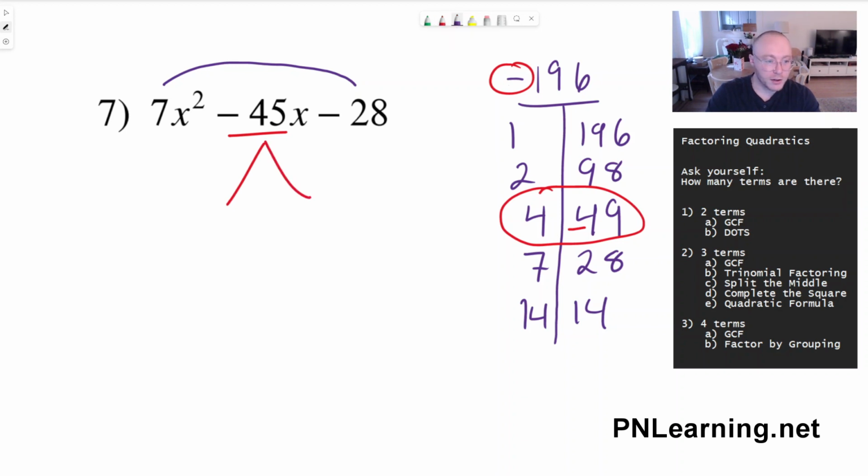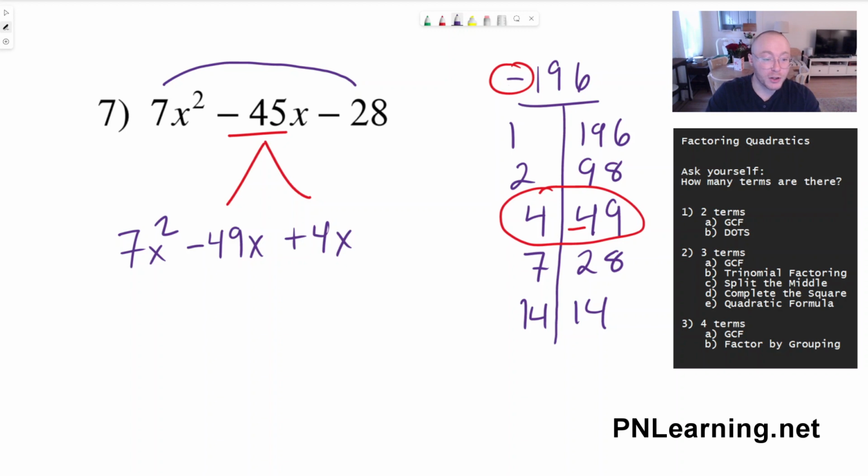So let's bring down the 7x squared. Let's split the negative 45 into minus 49x and plus 4x. So you might be noticing here I didn't put these in the same order that I wrote them over in the factoring table, and that's okay. It doesn't actually matter the order you put them.